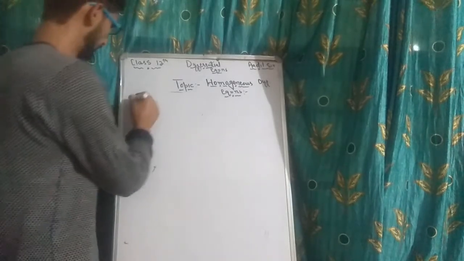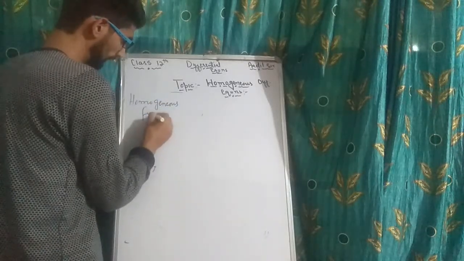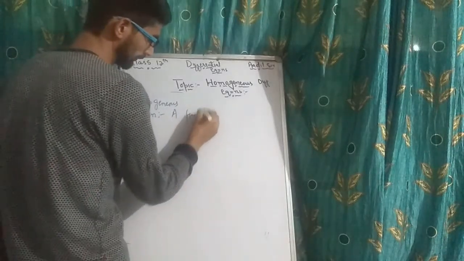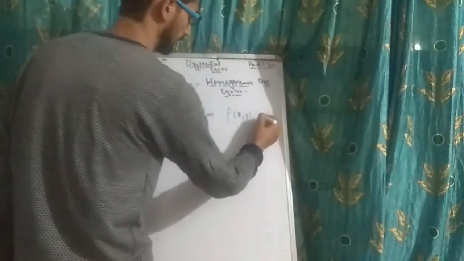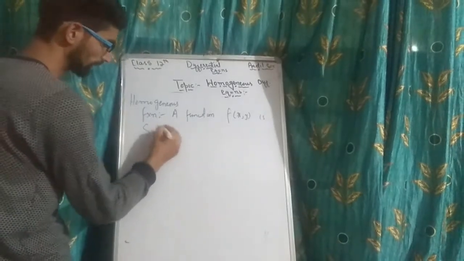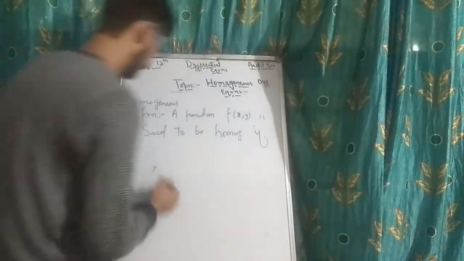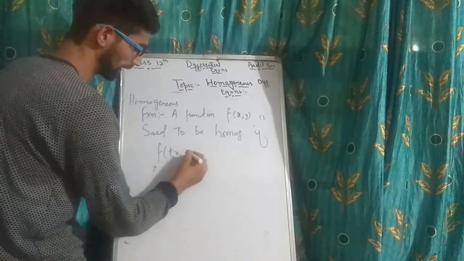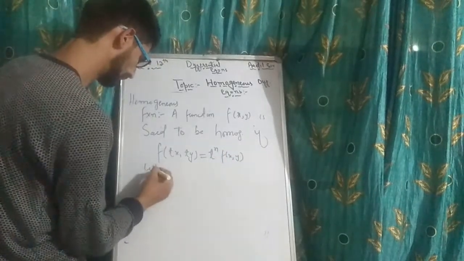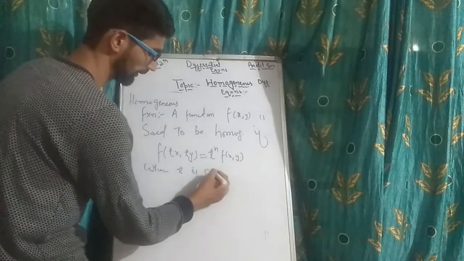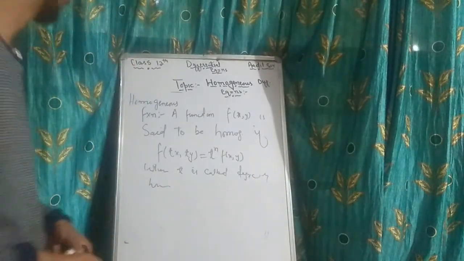First one, homogeneous function. A function f of x comma y is said to be homogeneous if f of tx, ty equals t raised to n f of x, y, where n is called the degree of homogeneity. This is our homogeneous function.